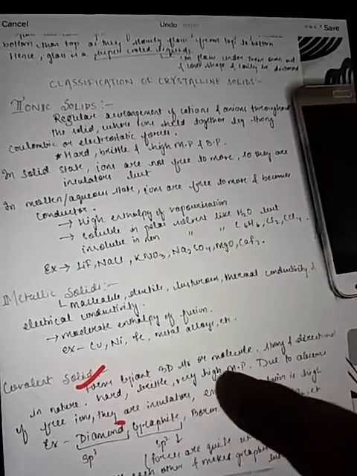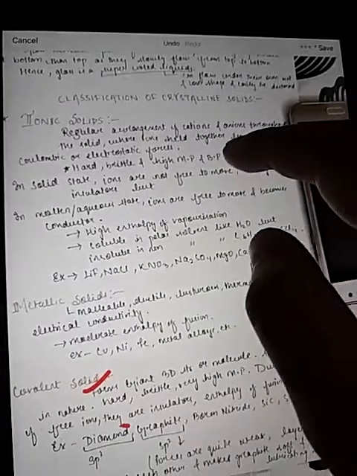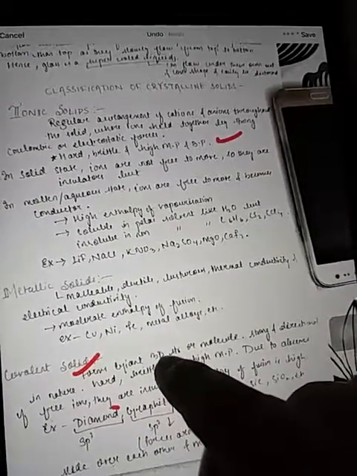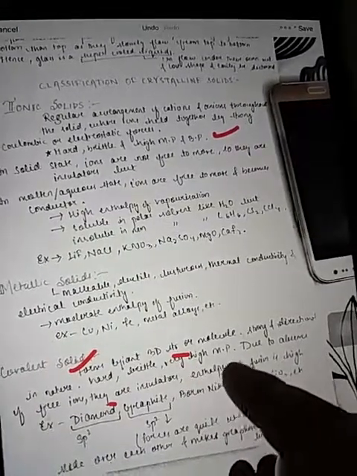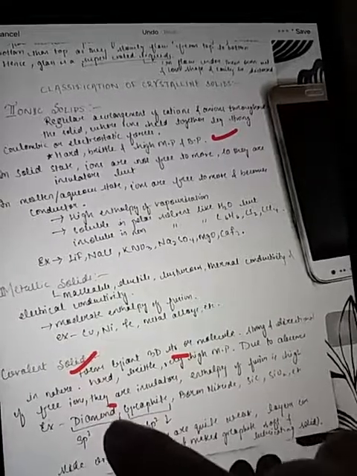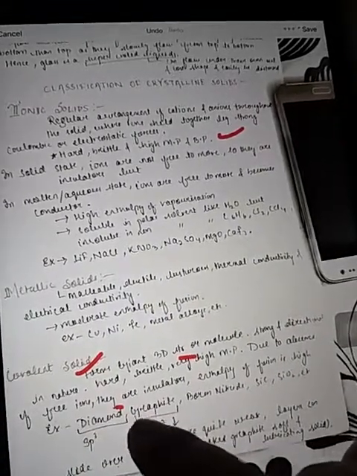Very hard, brittle and very high melting point. Here also you read high melting and boiling point. Here also hard, with high melting and boiling points, but ionic solids have high, while covalent solids have even higher than ionic solids. So the line is mentioned as very high melting point. Due to the absence of free ions, they are insulators.